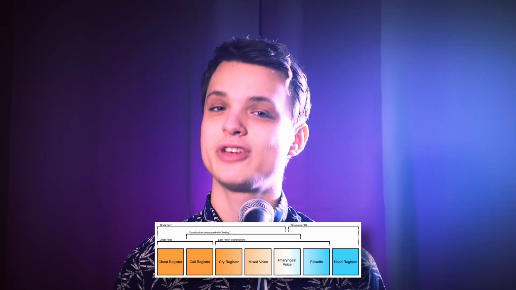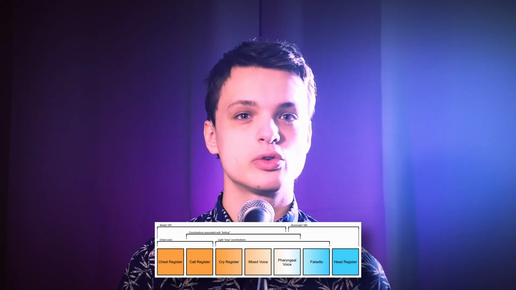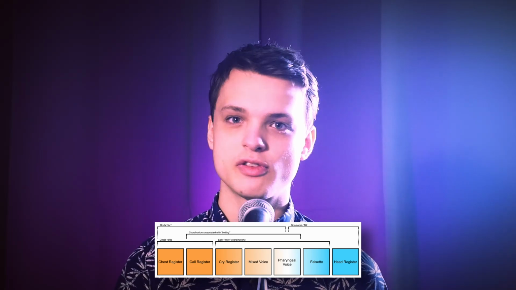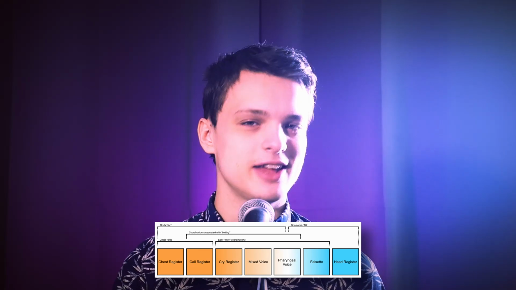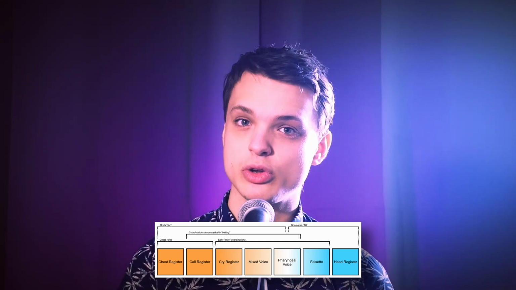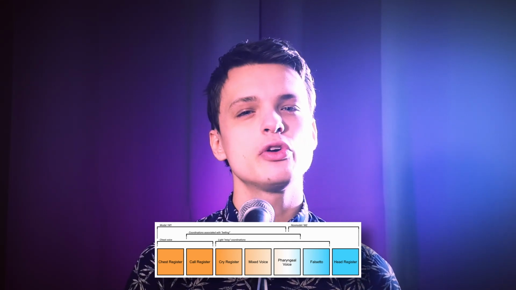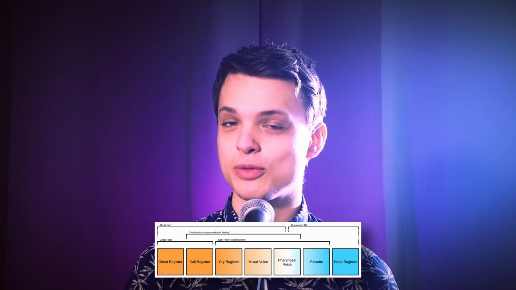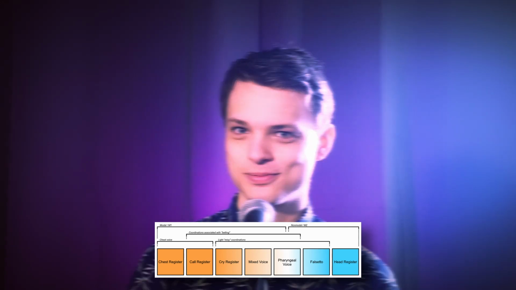But instead of these two registers, I distinguish 7 registers: chest register, call register, cry register, mixed voice, pharyngeal voice, falsetto, and head register. I intend to cover these registers individually in subsequent videos, but for now, here is a brief overview of the most common registers.